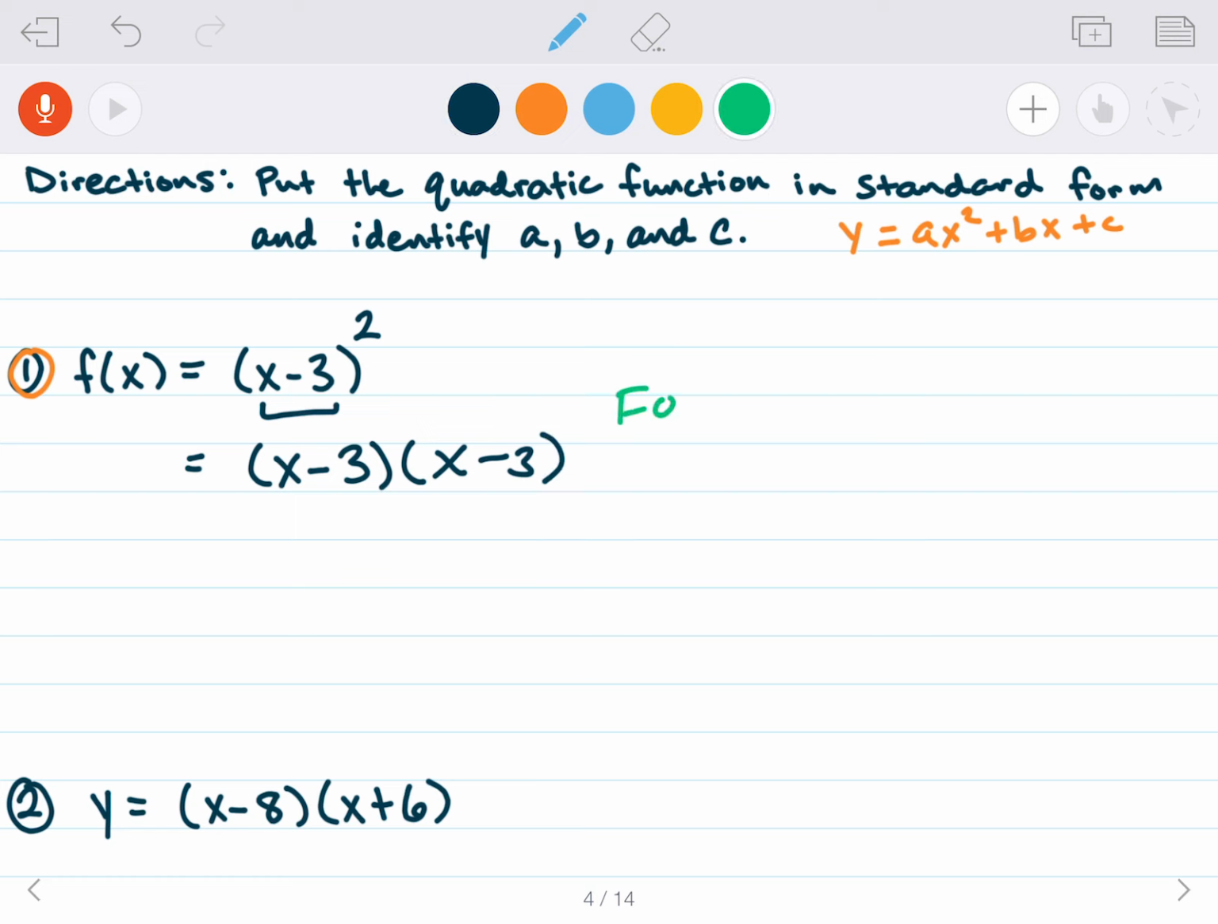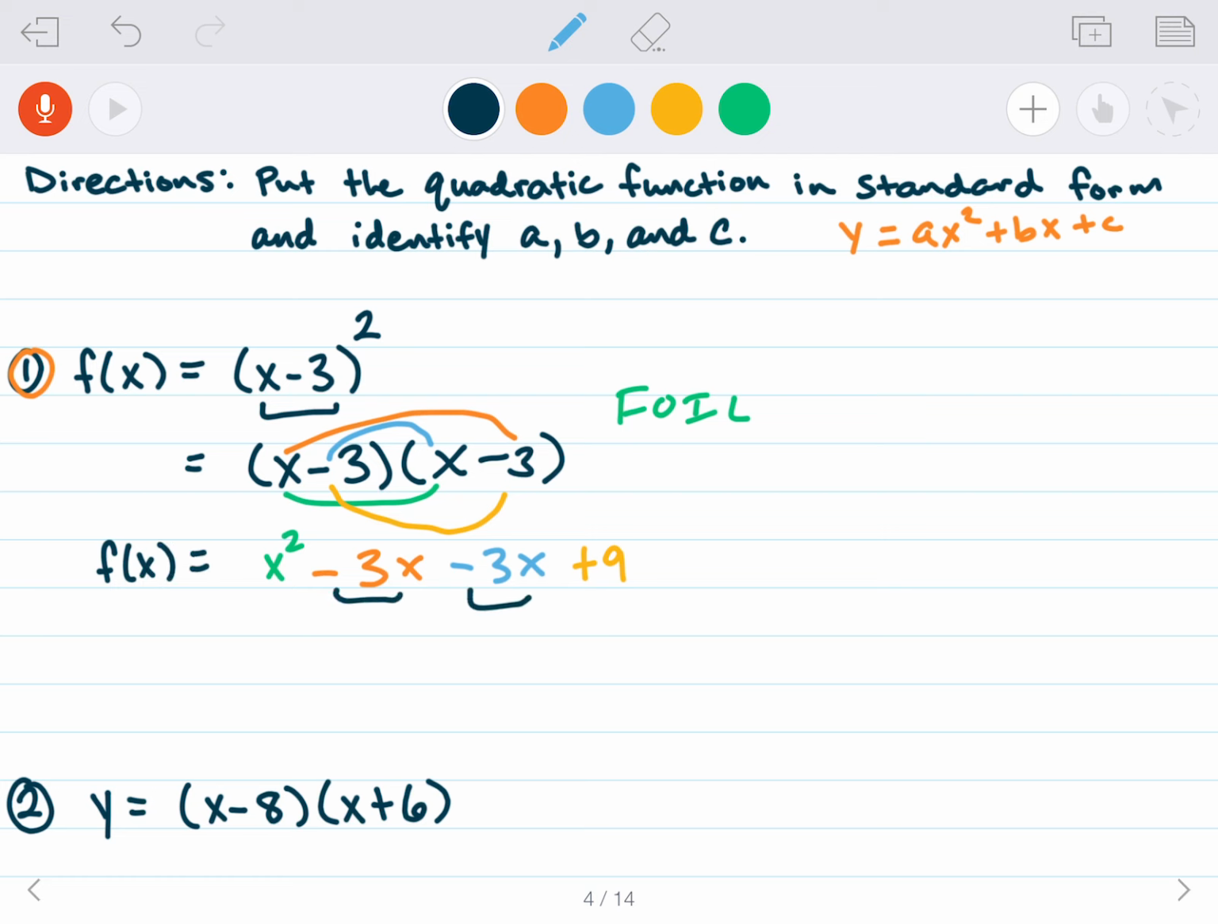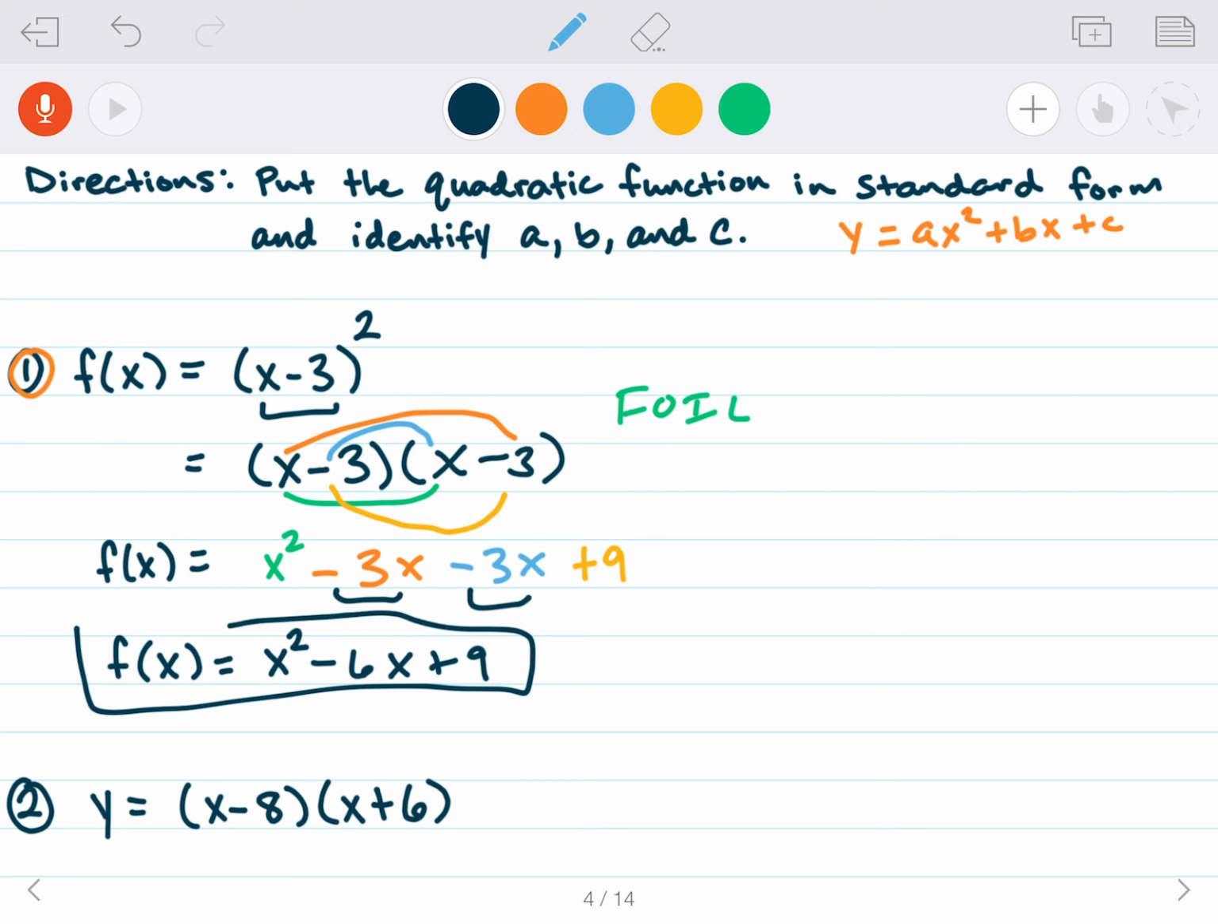Now from here we can FOIL, right? First is going to be x times x, that's x squared. Outer is going to be x times negative 3, that's negative 3x. Inner, negative 3 times x is another negative 3x. And last, negative 3 times negative 3 is a positive 9. Okay, so this is f of x equals, I just expanded this. Then I can combine these like terms. So f of x is equal to x squared, negative 3 minus 3 is negative 6x, plus 9. So this is my answer in standard form.